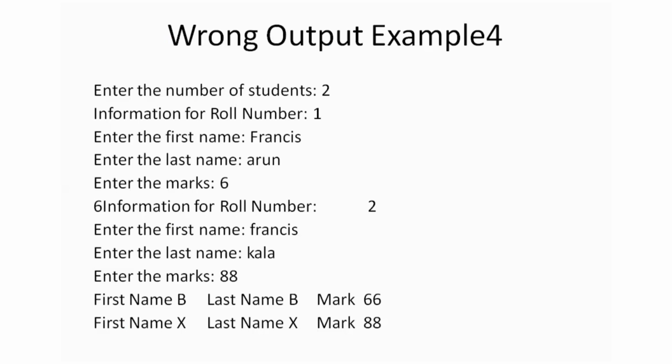Enter the first name, Francis. Enter the last name, Kala. Enter the marks, 88. But we are not getting the values Francis Arun for the first student and Francis Kala for the second student. Instead, only the mark alone is printed. The reason is the difference between structure and union.